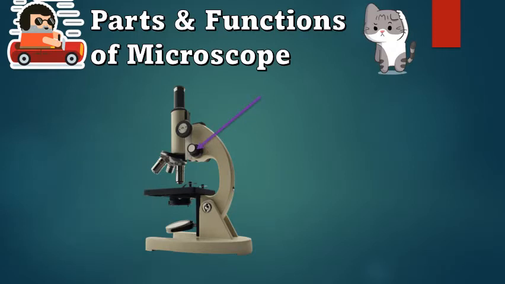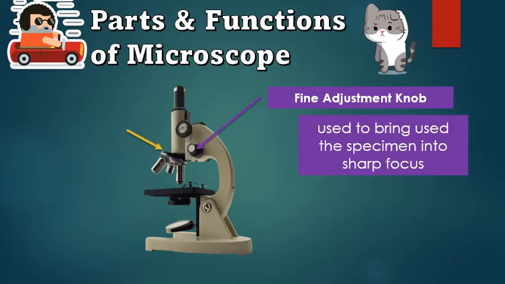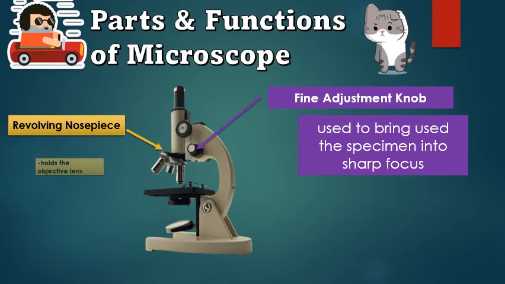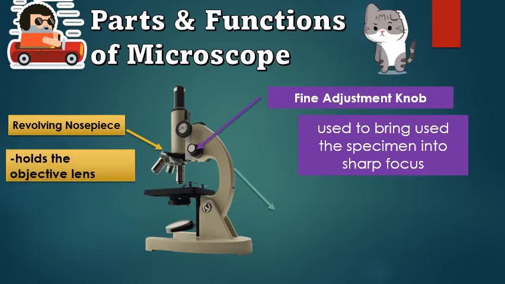Next, we have the fine adjustment knob. It is used to bring the specimen into sharp focus under low power and is used for all focusing when using the high power objective. Then we have the revolving nose piece. This revolving nose piece is the one that holds our objective lenses. The scanner, the low power objective, the high power objective, and the oil immersion objective.